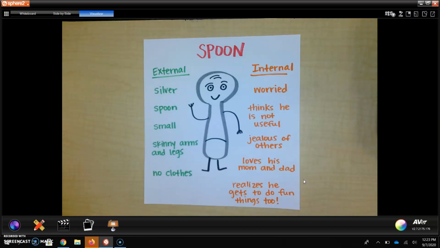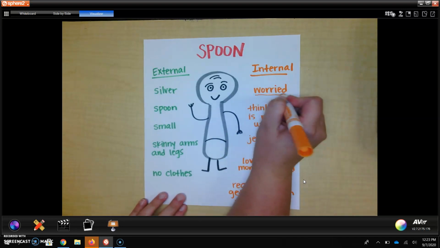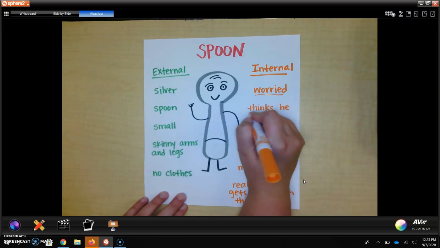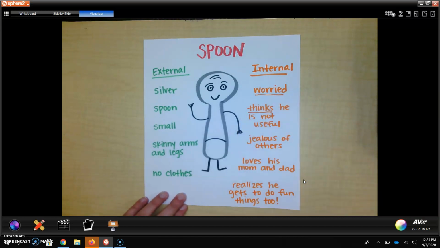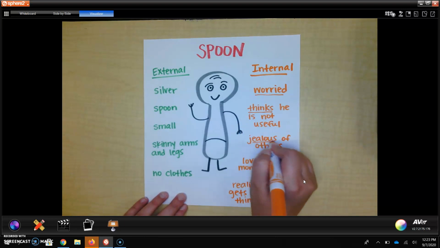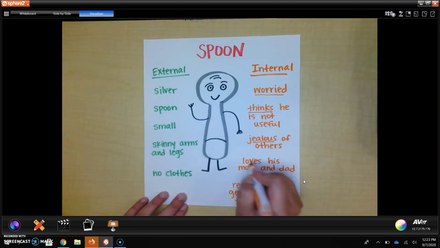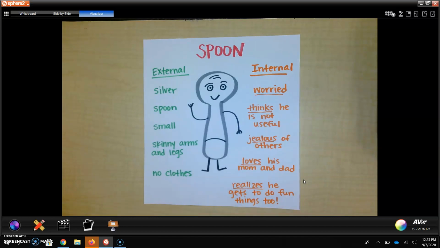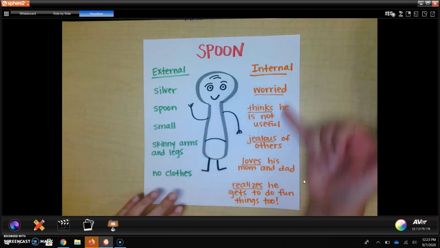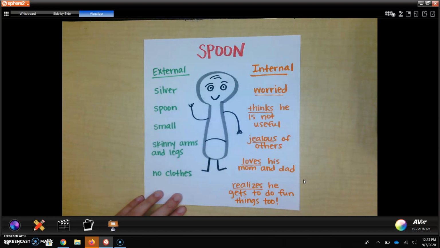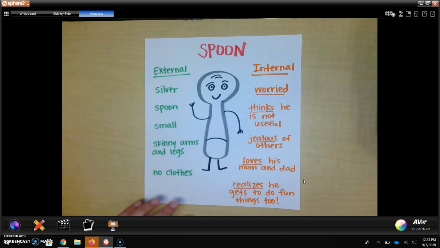So think about the words that I used for internal. Internal is a character's thoughts and feelings. Worried is a feeling. Thinks is that he thought about something. Jealous is a feeling. Love is a feeling. And realizes is like a thought. When you realize something, you have a thought. So look at the words that I used for internal. Internal on the inside, how Spoon was feeling on the inside.